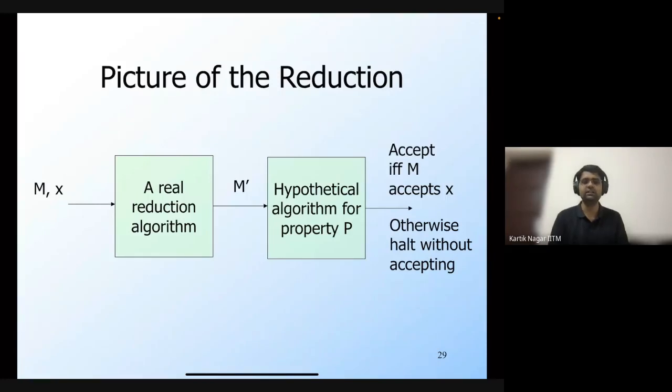And so this is the picture of the reduction. It is saying that if there were a hypothetical algorithm for the property P, then you could solve the membership problem as well. But since there is no algorithm for the membership problem, this would imply that there is no algorithm for checking whether or not M prime satisfies the property P.